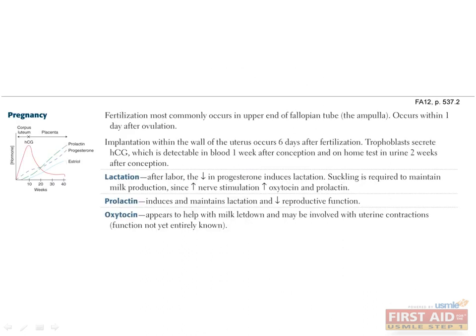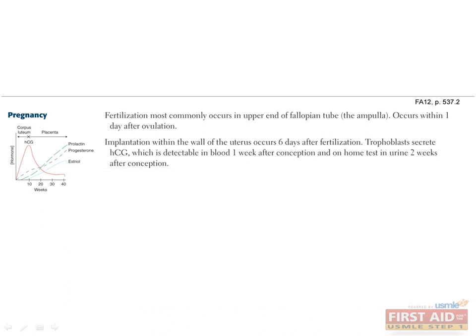Let's talk about reproductive physiology during pregnancy. Obviously, it all starts with fertilization, which occurs when a sperm meets an egg. This most commonly occurs in the upper end of the fallopian tube, the ampulla, and it generally must occur within 1 day of ovulation, or the egg will no longer be receptive to the sperm.